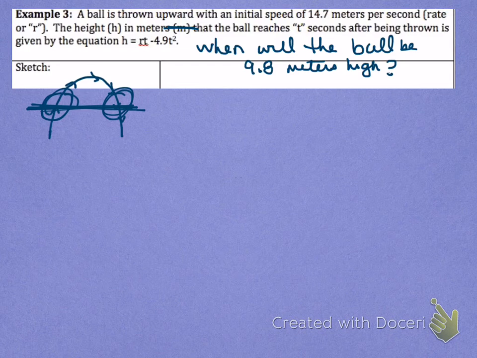And so we have a formula to figure that out. So we've got the height is equal to the rate, in this case the meters per second, times the time, in seconds, minus 4.9 times the time in seconds squared. That is the formula, and you can see on the bottom of your sheet where it tells you the formula when it's not in meters but in feet.